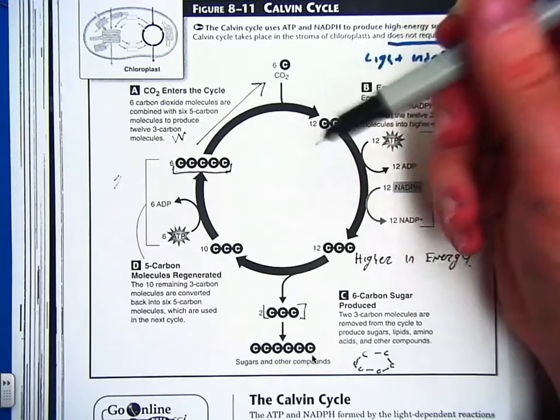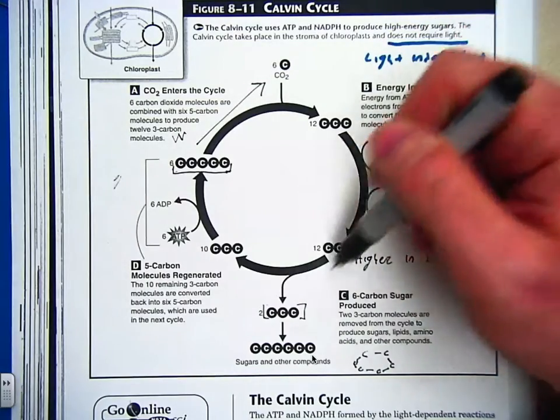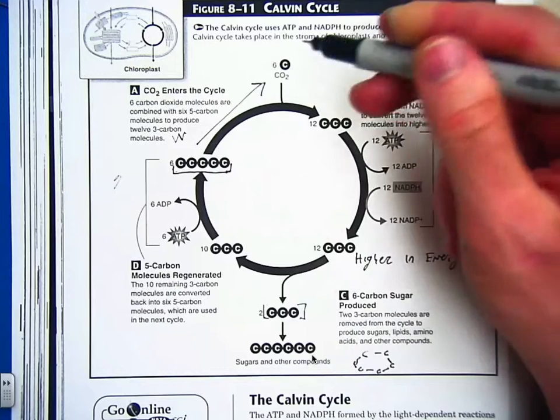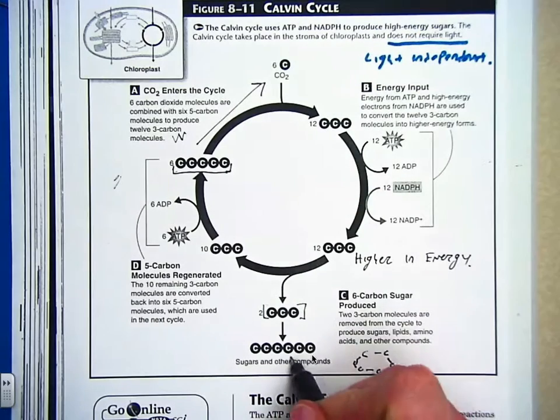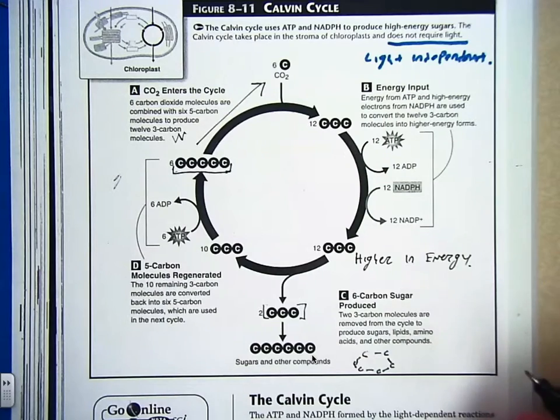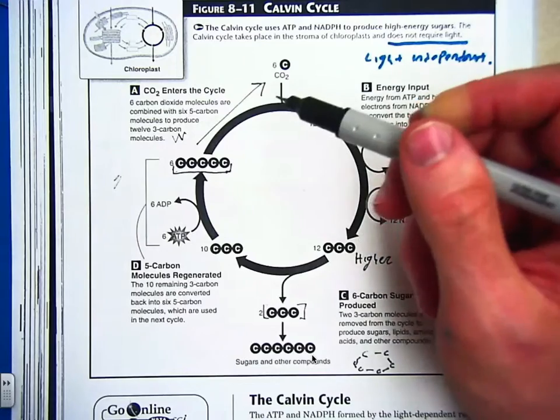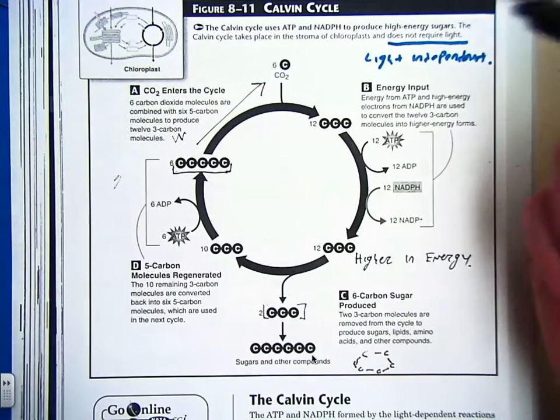All right, and you see it's a cycle. The cycle just goes round and round and round. And at the end of each cycle, you have basically 1 sugar molecule. You've got 6 5-carbon molecules, and yeah, very cool.